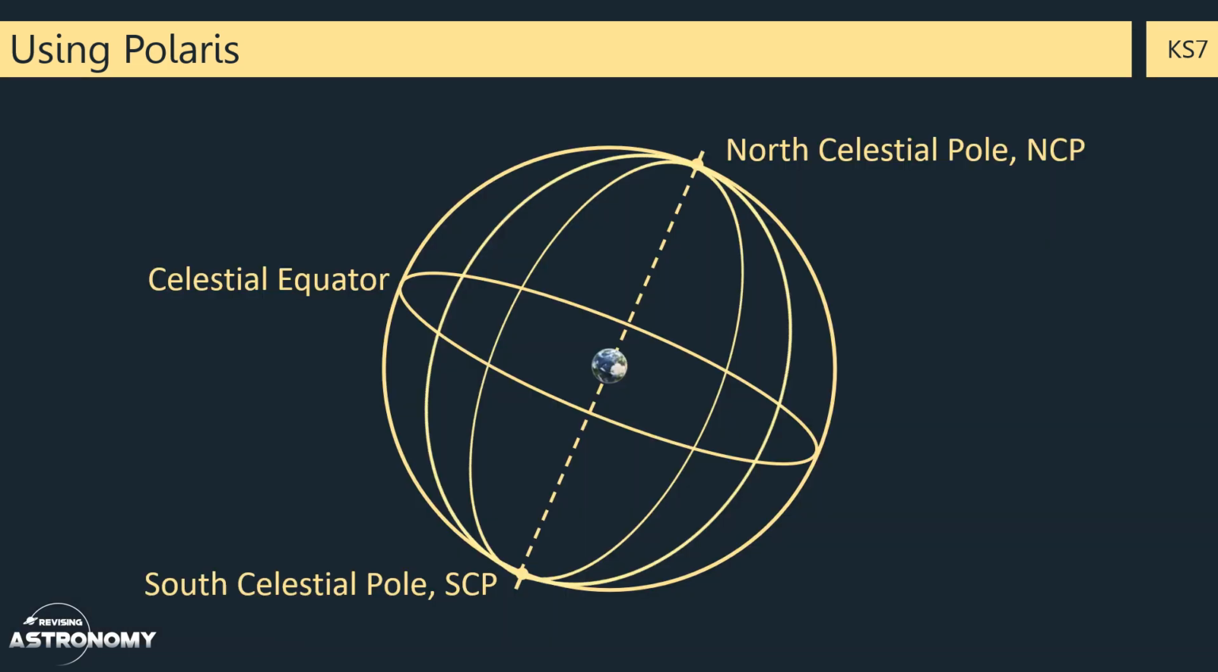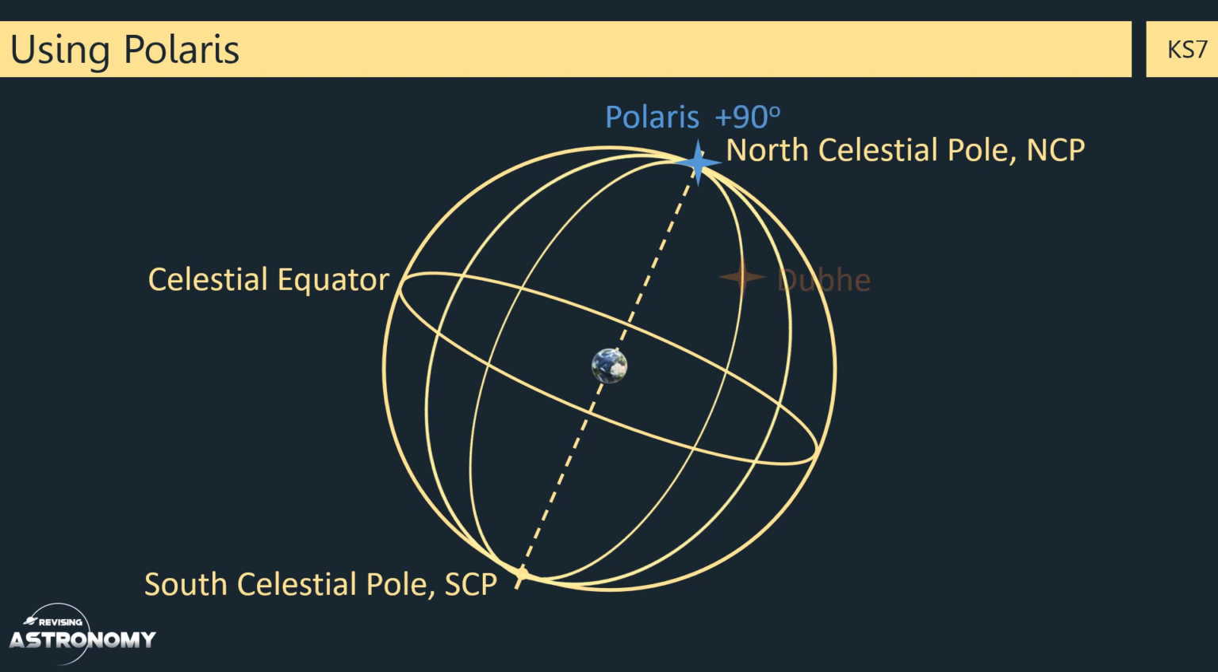Now, another measurement that astronomers use is called the polar distance. The polar distance is a measure of how far a star is from Polaris, or the North Celestial Point. Now, because Polaris is located very close to the NCP, it has a declination of 90 degrees.